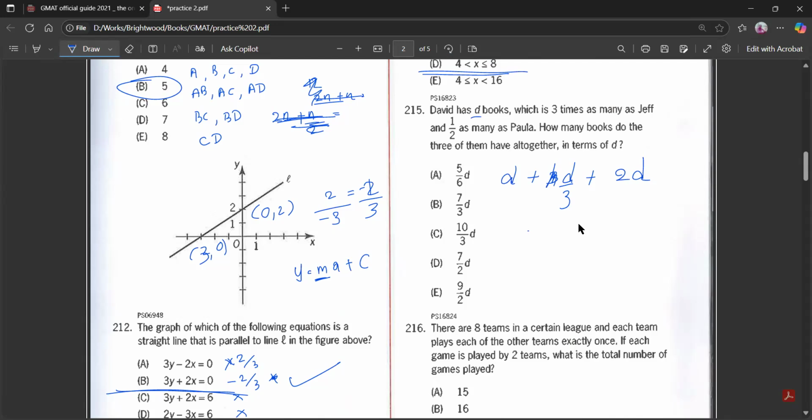If I multiply by 3, here 3D, plus D, and 6D. Altogether 10D should be there. Is that clear? Should be like that. If I multiply by 3, here 3D, here D, here 6D. Altogether 10D. Yes. Multiply by 3.